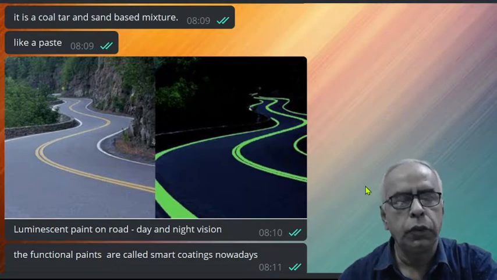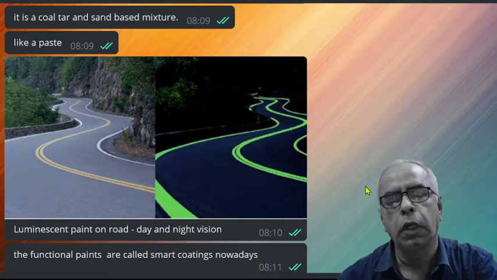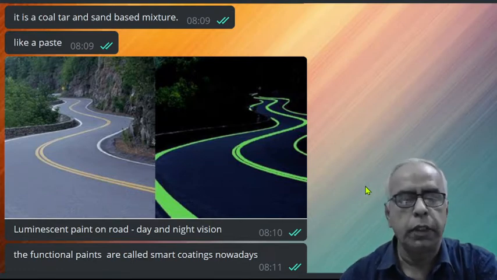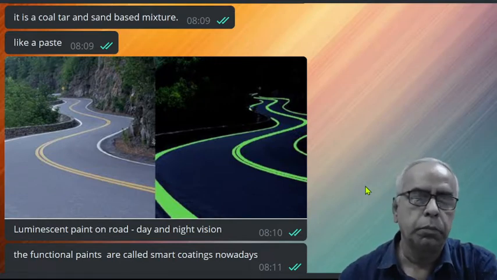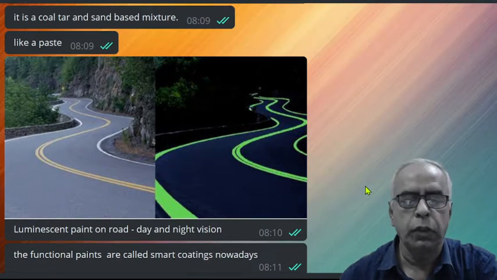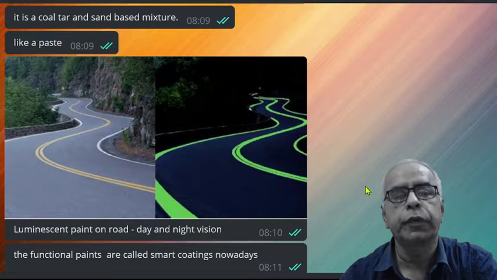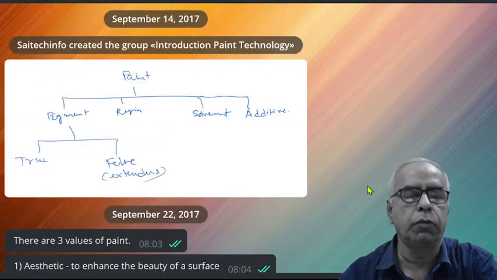Here you can see some luminescent coating on the highways. This is very helpful for the day and night vision. Actually, this is the functional purpose of paint. So these are all called nowadays smart coatings. Now let me discuss the overall purposes of paints.